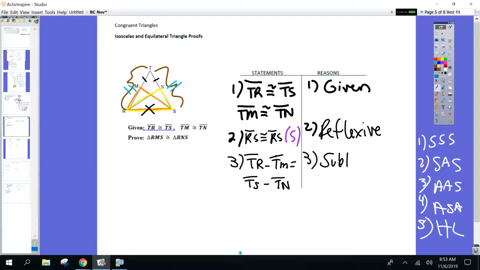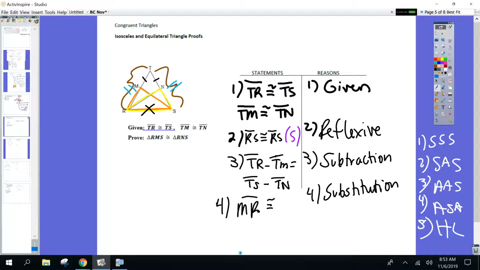Subtraction. And nothing changes just because we're in unit 4 after subtraction. Substitution to say the actual sides are congruent. MR congruent to NS. And that gives me a second pair of sides.